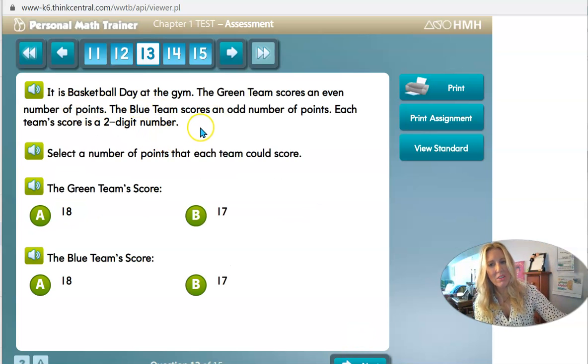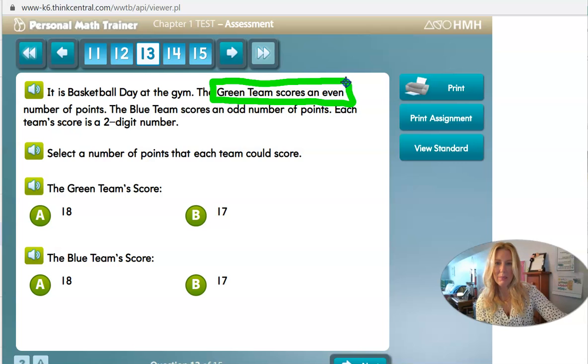Next question. It is basketball day at the gym. The green team scores an even number of points. The blue team scores an odd number of points. Each team's score is a 2-digit number. Select a number of points that each team could score. So this sounds like an opportunity to use our C.U.B.E.S strategy. So we should definitely be looking at numbers, looking at clues, and boxing in code or keywords. Green team is even, blue team is odd.